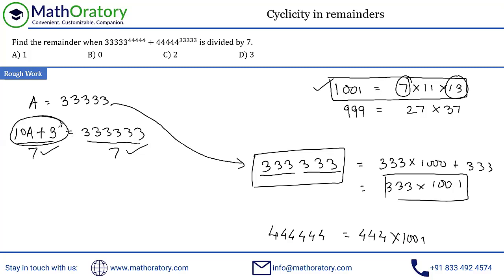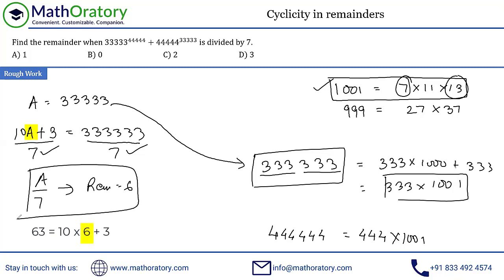Now check this number out. This is definitely ending with a 3. Think of the smallest number which is a multiple of 7 and has a last digit of 3. So this 3 is the vital point here. 63 should immediately hit you, right? So what you can now say is a divided by 7 should have a remainder of 6. This is very fast, actually.